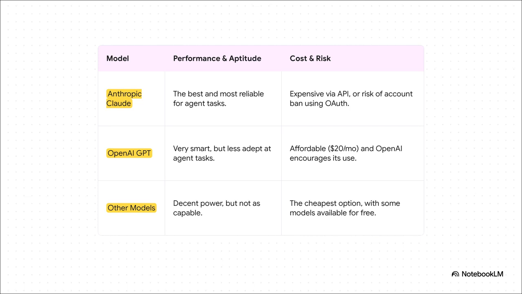Now, once it's installed, you've got to make a pretty big choice. What's going to be the brain of your agent? And as you can see, each option has its trade-offs. Anthropic's Claude is kind of considered the best of the best. It's super reliable for getting tasks done, but it's either pricey or you risk getting your account banned. On the other hand, you've got OpenAI's GPT. It's really smart, it's affordable, and it's officially encouraged, though it might need a little nudge now and then to get a task over the finish line.